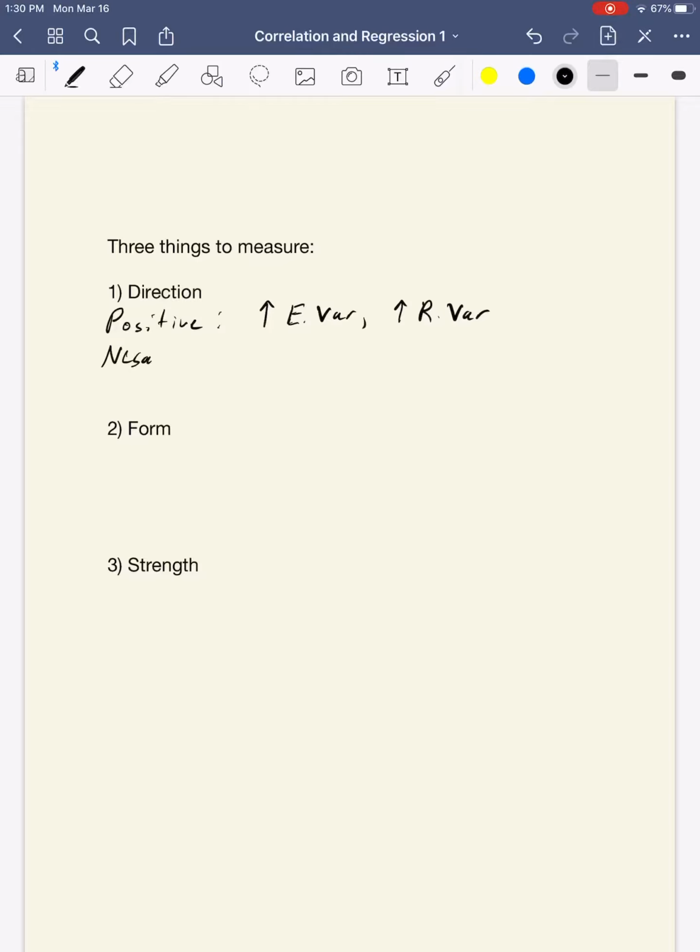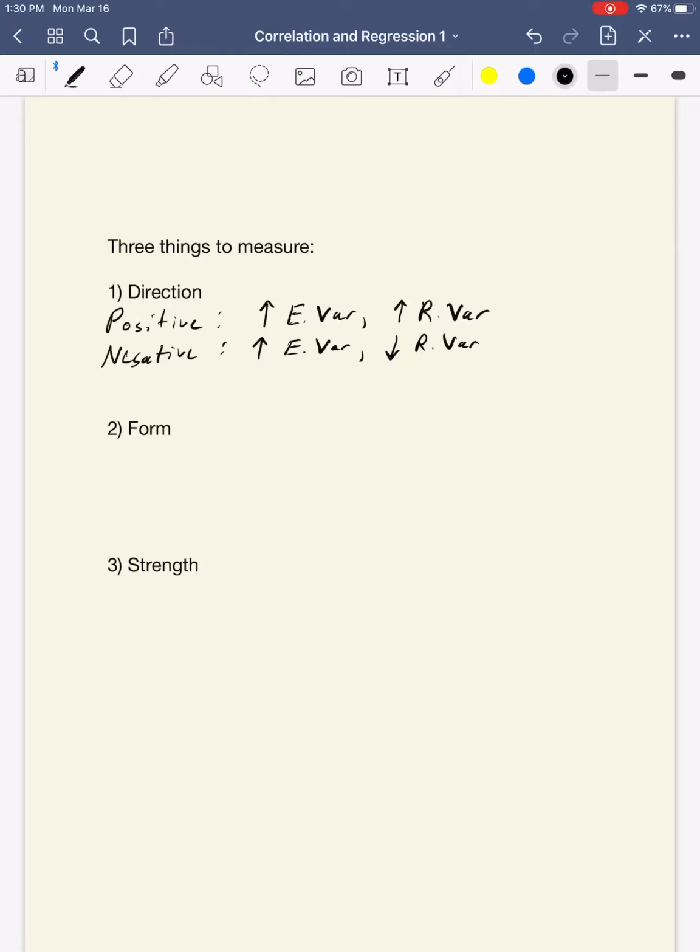A negative direction, or a negative pattern, means that as we see increases in the explanatory variable, we generally see decreases in the response variable. So in other words, as one of the variables goes up, the other variable goes down, and that's what we mean by a negative direction.